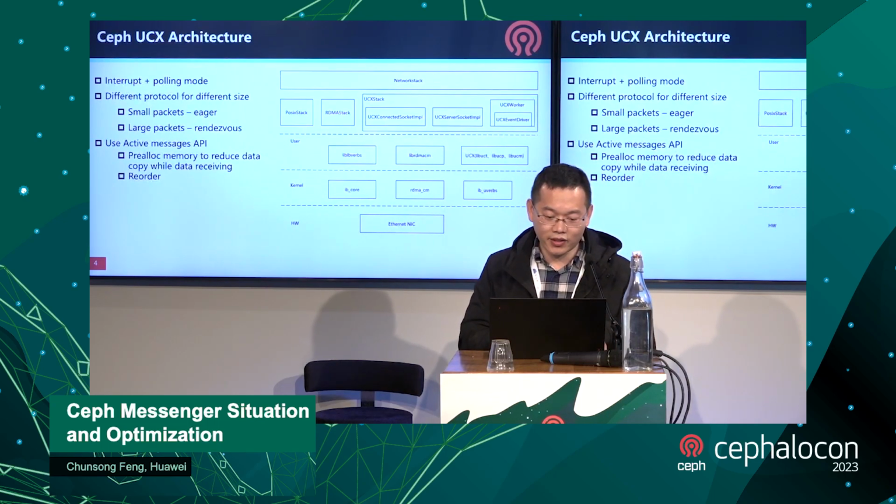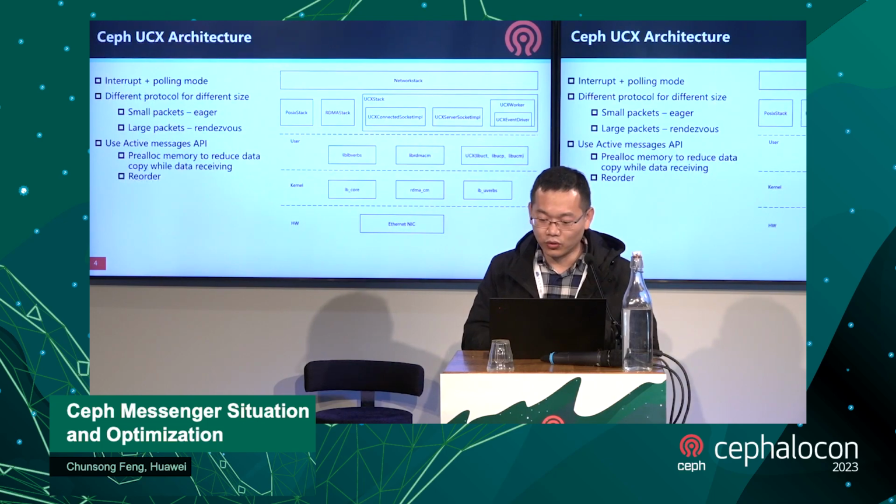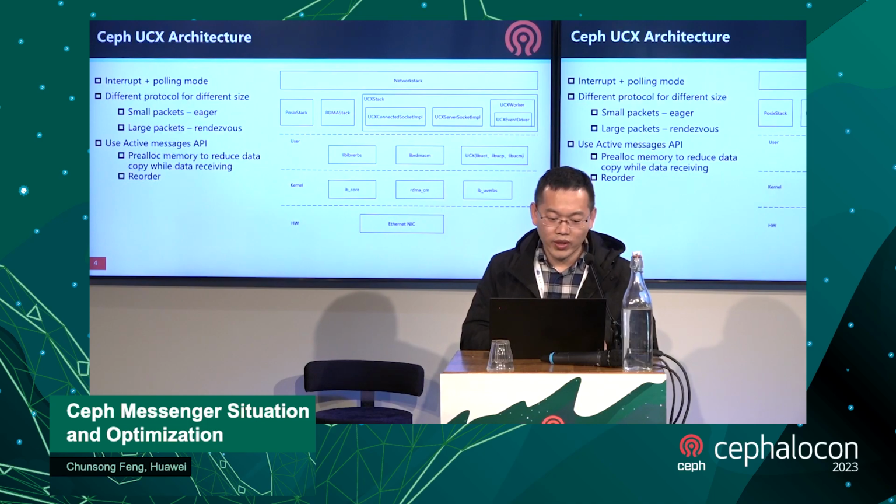Here is the UCX architecture and the key design. You can see in the left picture, we have added a UCX stack in the message module. It includes a UCX connected socket for the client side, a UCX server socket for the server side, and a UCX worker to send and receive messages. We use an interrupt plus polling model to handle the device events.